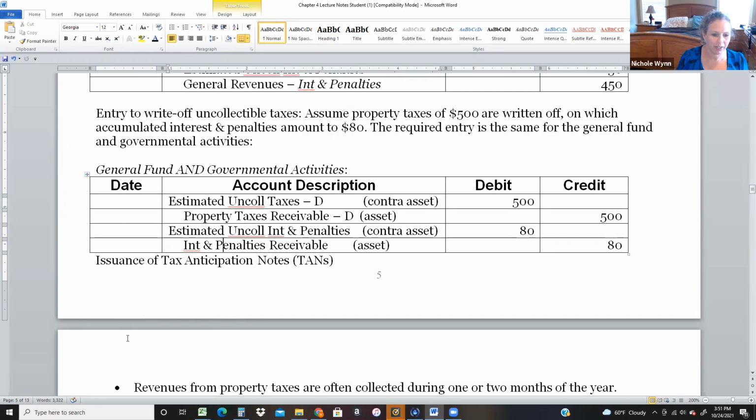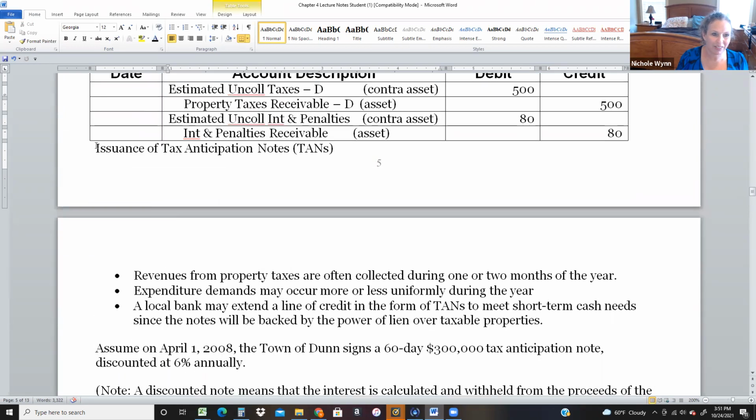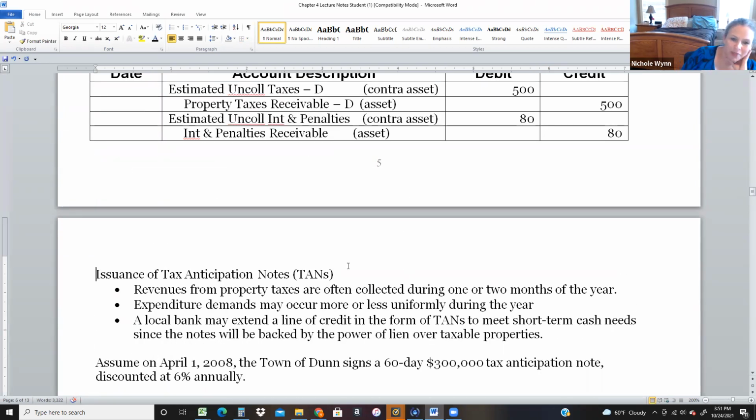So, all right, next one, issuance of a tax anticipation note. They call them TANs, tax anticipation notes. It takes a while to get the money from our customers, which are our citizens. So what we have to do is wait on it, and sometimes we have to borrow money to be able to stay afloat. Revenues from property taxes are often collected 1 or 2 months out of the whole year.